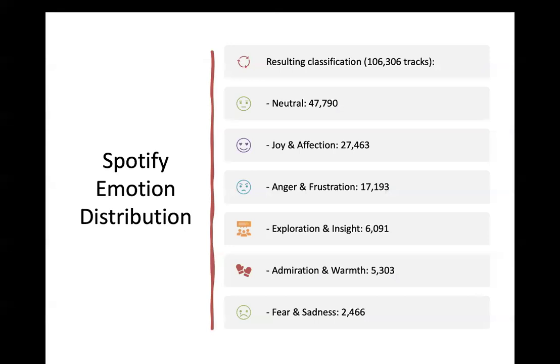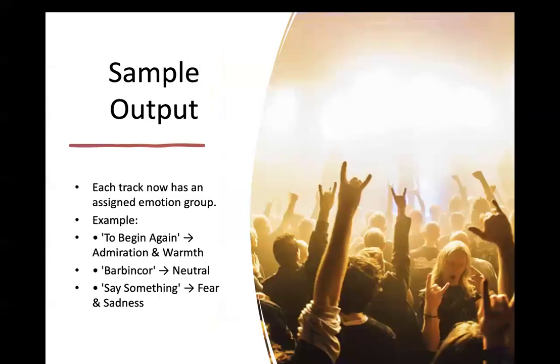The next slide is about Spotify emotion distribution. The results are classifications of 106,000 tracks, where we have classified the six emotions with a considerable number of data points. We visualize the number of tracks per emotion group, and our sample outputs include To Begin Again mapped with admiration and warmth. Then we go to the next slide.